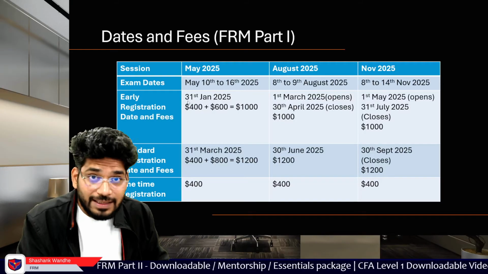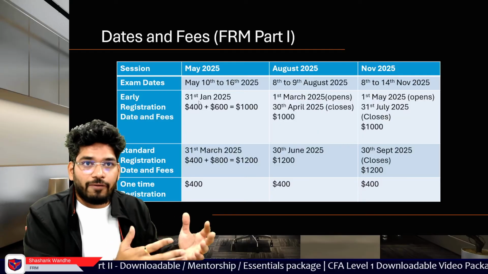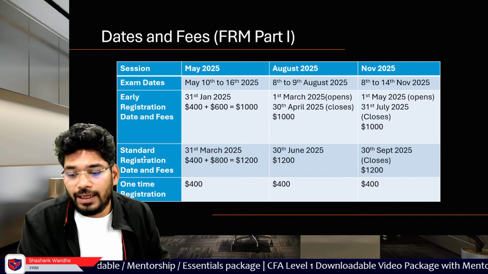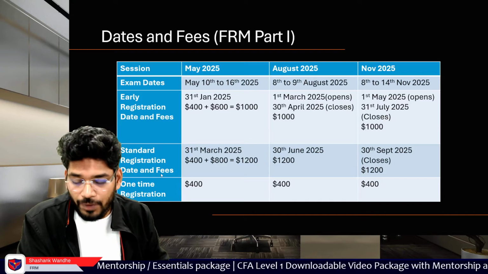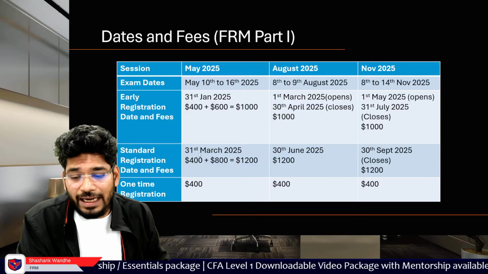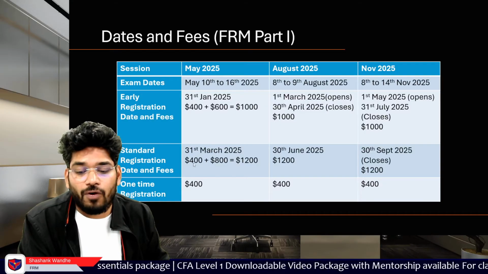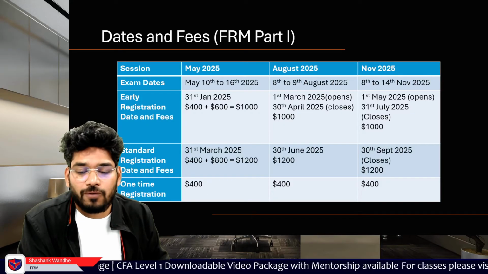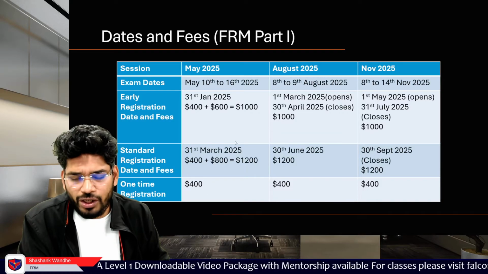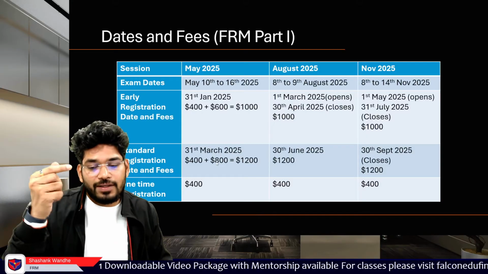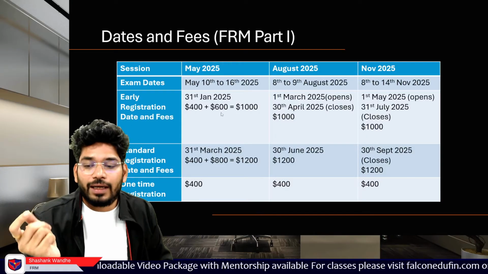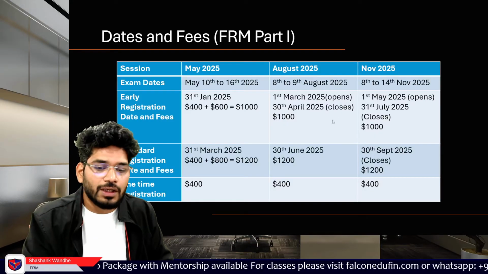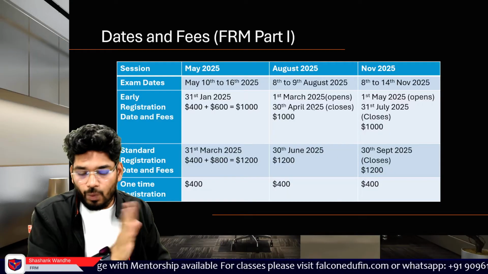And as I said, this is the deadline. If you want to get the benefit of the discounted fees, then you have to register before 31st of January 2025. Then the standard registration fees for the same exam: the deadline is 31st of March 2025. Fees is 400 plus 800, which totals to 1200. The one-time registration fee of 400 is already included here. So in standard registration, the difference is you are going to pay an exam fee of 800, whereas in early registration, you are going to pay $600. That's the only difference. The fees are the same for all the exam windows.